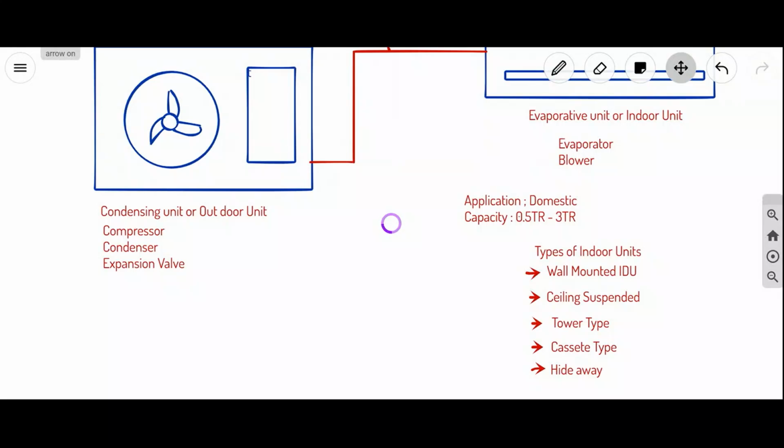So this tower type AC does have that indoor unit, outdoor unit also, no? Yes, that tower type is one type of indoor unit. That's it. Okay, so it is not movable. It is not movable. Okay.